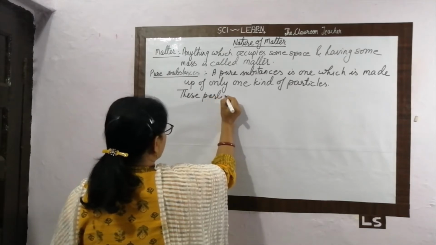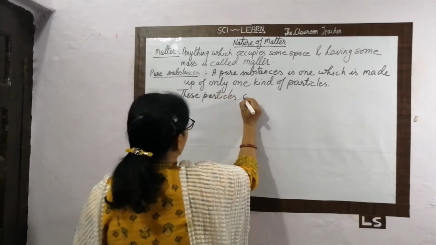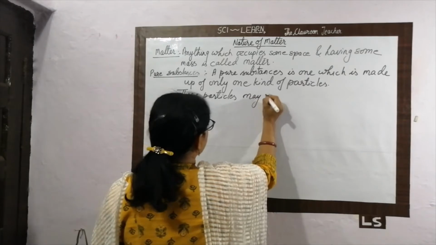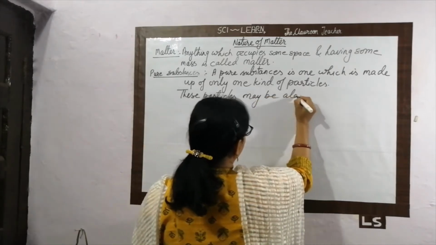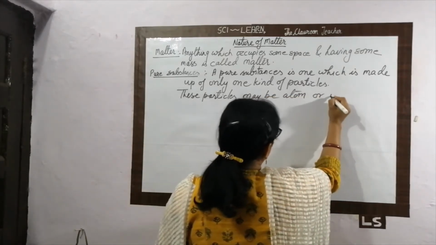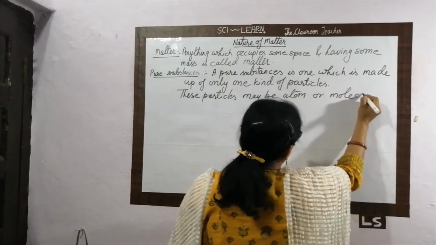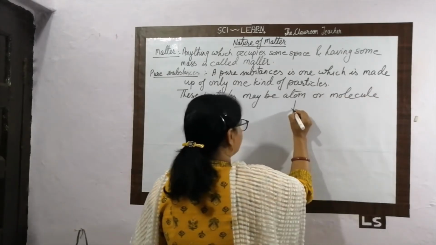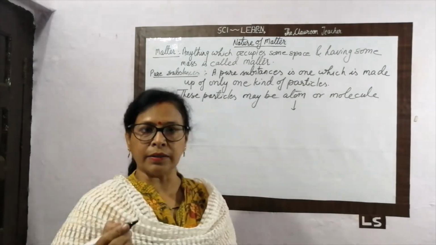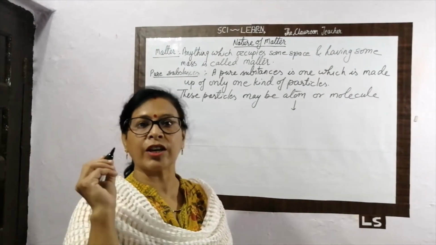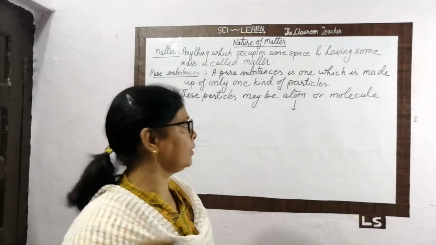What is a particle? These particles may be atoms or molecules. In my section you already learned what an atom is. Atoms are the particles which cannot be divided into anything simpler.